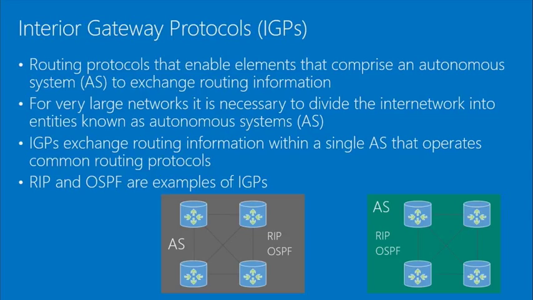So here we have two separate autonomous systems. RIP and OSPF could be used in either one. But they're not talking to each other. No, they're not talking to each other. At least not with interior gateway protocols, they're not.